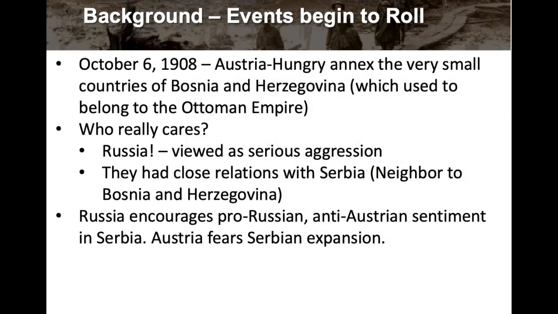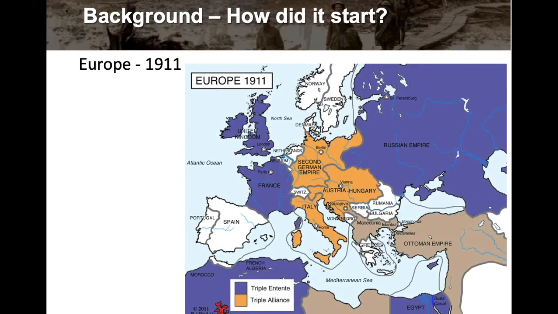Okay, so background. Events begin to roll. October 6th of 1908, Austria-Hungary annexes the very small countries of Bosnia and Herzegovina, which used to belong to the Ottoman Empire. I'm going to go back to that map. Okay, so here's the Ottoman Empire, and the Ottoman Empire kind of crumbled. It still exists. It will still exist during World War I.